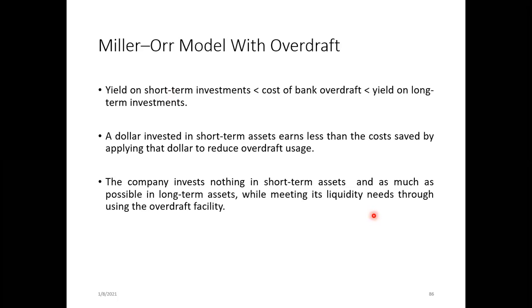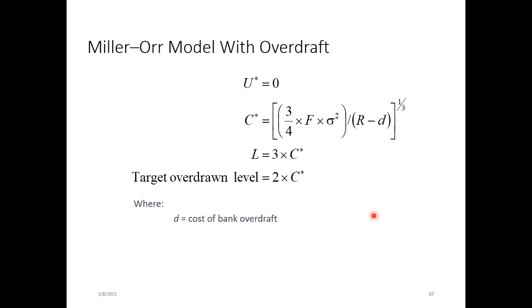And we have to make some small adjustment in the formula to calculate the optimum cash balance, right? So what is the upper limit? The upper limit is 0. The overdraft upper limit is 0, because they motivate us to invest surplus funds in long-term investment, right? So therefore the upper limit is 0. There is no upper limit.